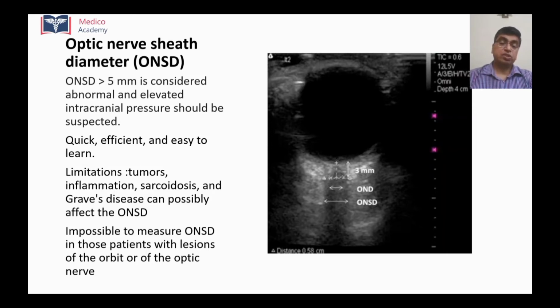The limitations to optic nerve sheath diameter measurements are the presence of any tumor, inflammation, sarcoidosis, or Graves' disease. Especially if the patient's optic nerve is affected or there is a lesion in the orbit, then it is impossible to measure the optic nerve sheath diameter.